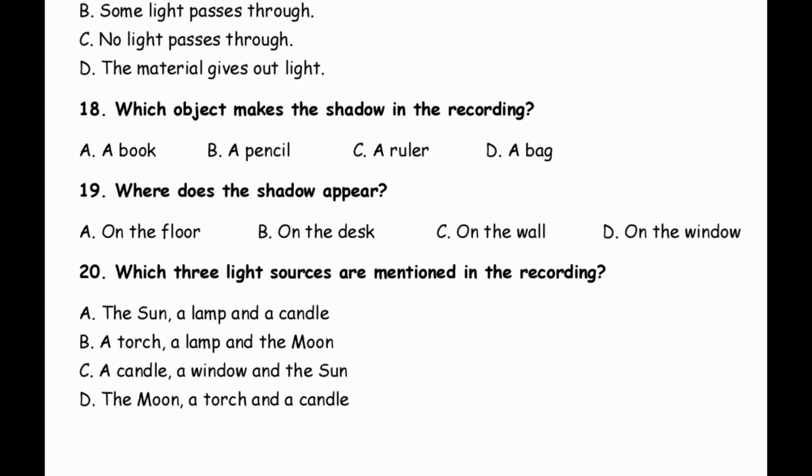Number 20. Finally, I am thinking about things that give us light. I can see the sun in the sky. I also have a lamp in my room and a candle on the table. Which 3 light sources did I mention?